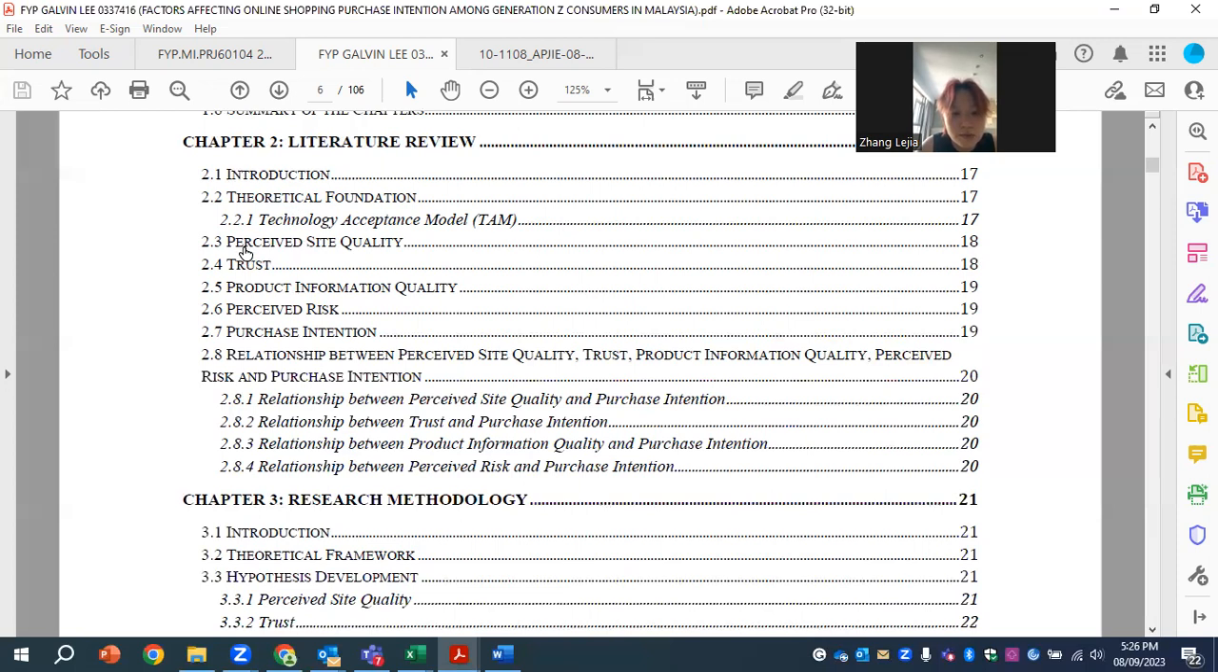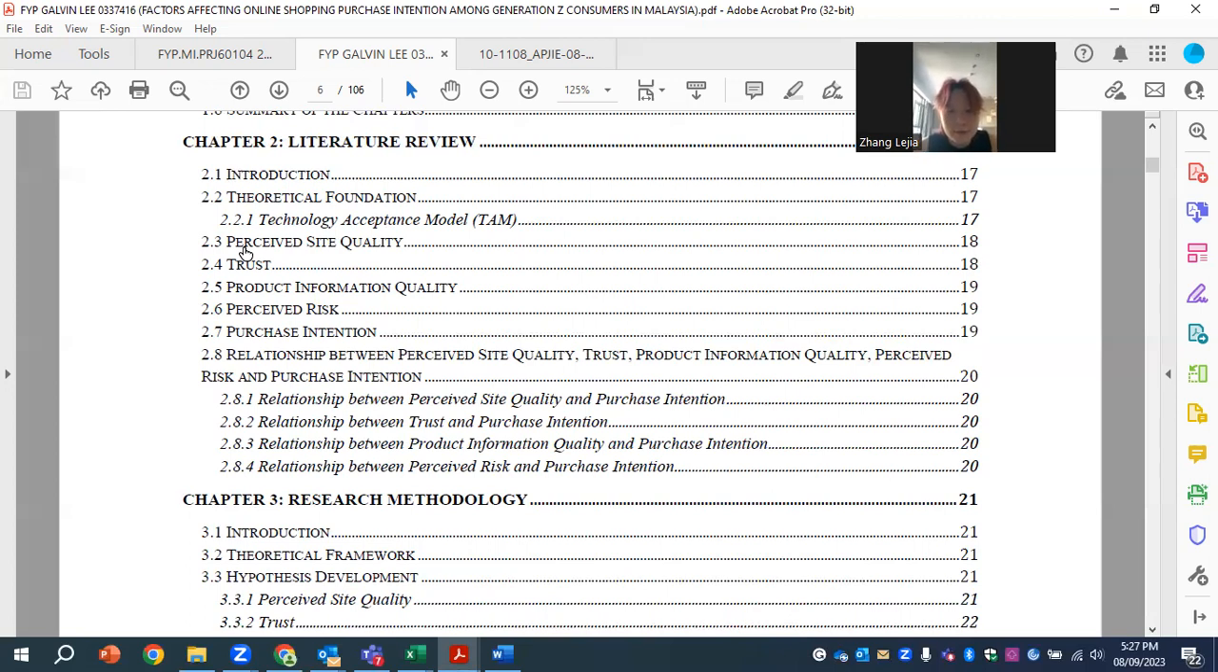So chapter 2, the literature review, is actually found from journals. You're reading from the journals. You cannot put your own quotation, everything is from the journal. Yeah, you can't put your own opinion.